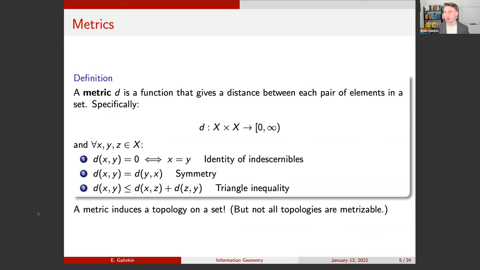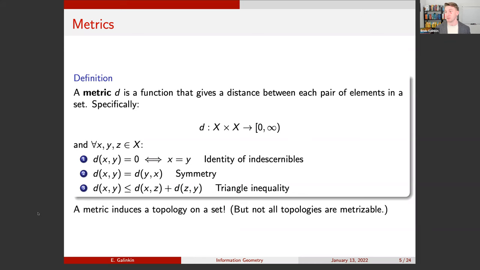And there are loads and loads of different topologies. The Zariski topology is one that people get really excited about, especially algebraic geometers. We don't care about any of those. We can just care about standard metric topologies for the purpose of this talk.